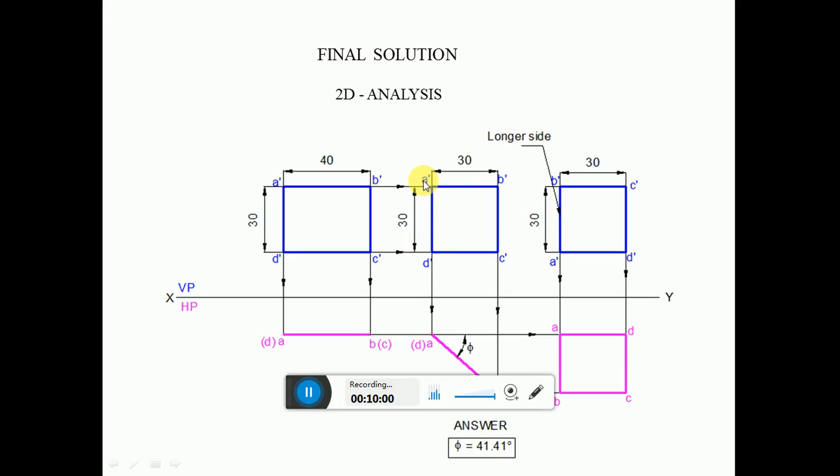Here you can see A dash which was here will come here, B dash which was here will come here, then C dash will come here, and D dash will come here. Then you project the corresponding top view to get AB, BC, CD and DA. When you look at the longer side, A dash B dash appears perpendicular to HP and also perpendicular to VP. So this is how I can assess that my problem is right.